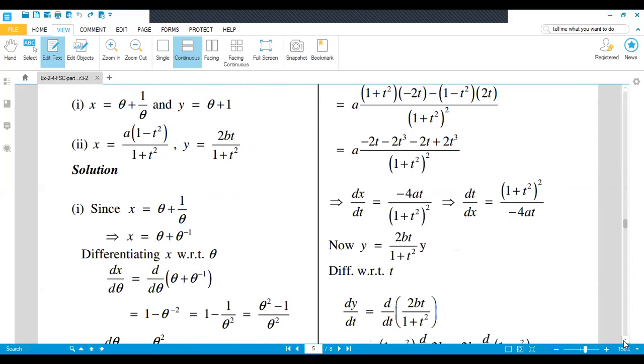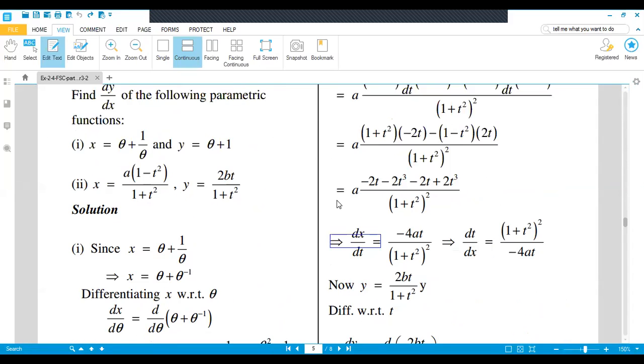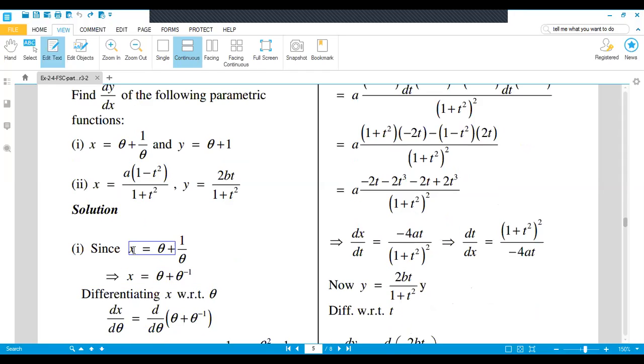If you check the first part, you have been given x equal to theta plus 1 over theta and y equal to theta plus 1. We have three variables involved, x, theta and y. So to find dy by dx, we apply the chain rule. How? Look at the first part. We have x equal to theta plus 1 over theta. To make it in the form of a power, we take this theta to the numerator, it will be power minus 1.